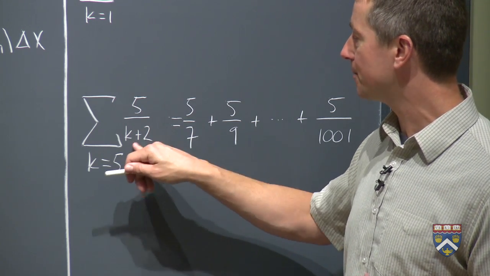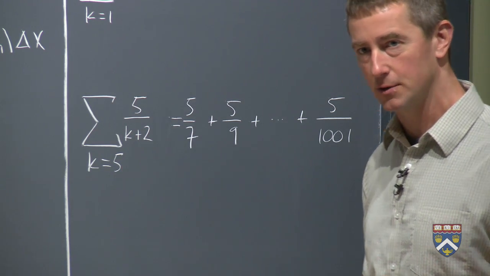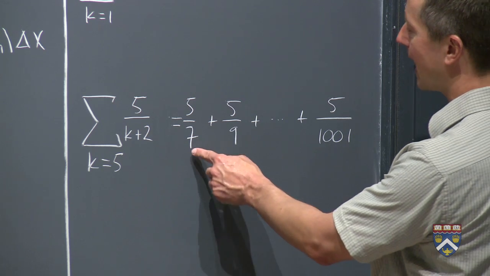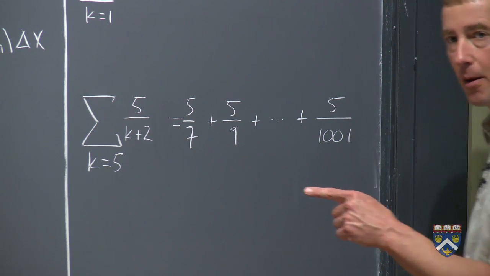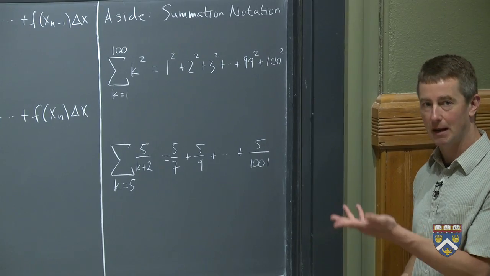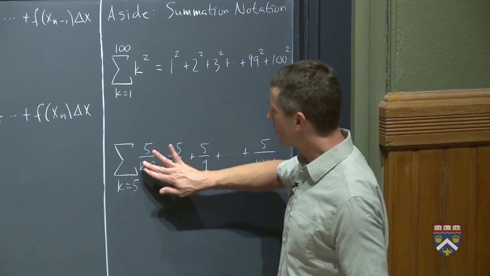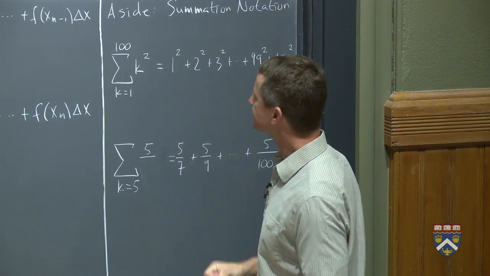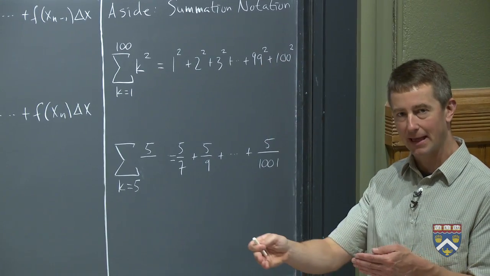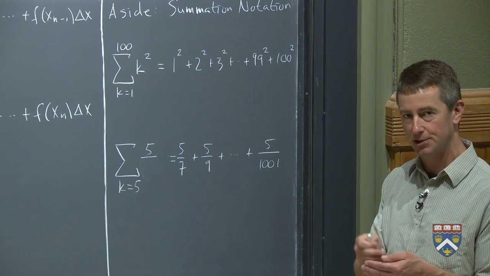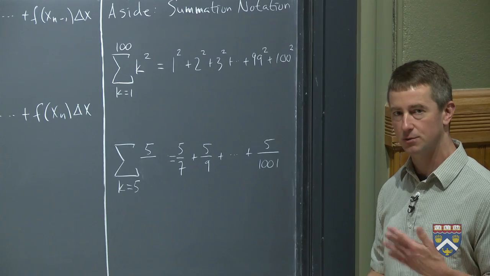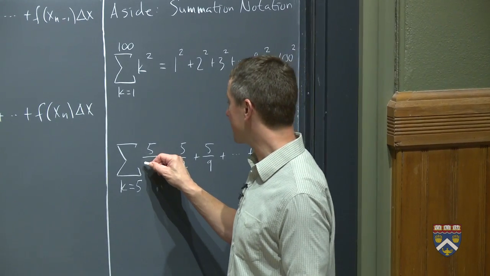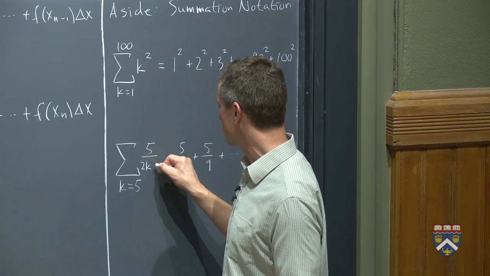Because here, when k goes up by 1, the denominator also goes up by 1. We really want, when k goes up by 1, the denominator to go up by how much? We want the denominator to go up by 2, right? So how can I write a formula so that when k goes up by 1, the denominator goes up by 2? I hope you're thinking about a linear function with a slope of 2. So I could put something like 2k down here.